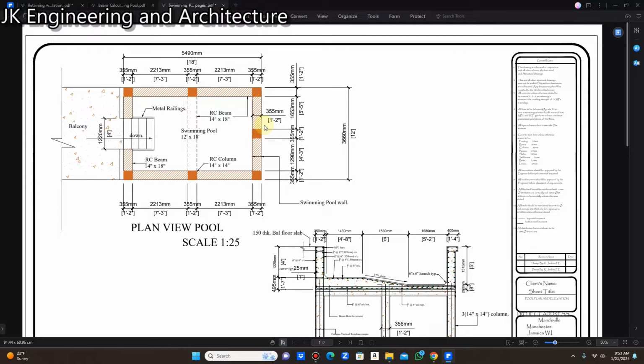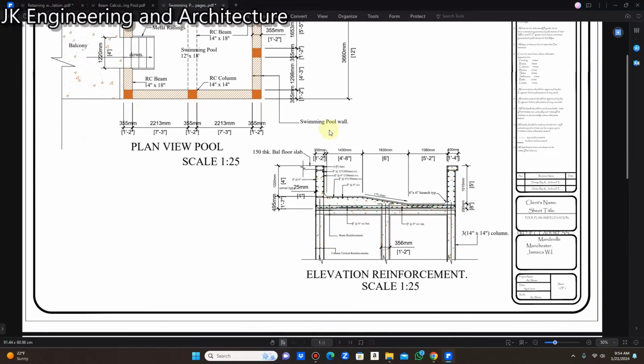I'm going to explain to you and show you the structural calculation, how I get my thickness of my wall to be 14 inches or 1 foot 2 inches. So that explains the plan view of the pool, right? So I'm going to move now to the section of the pool, the cross section of the pool.